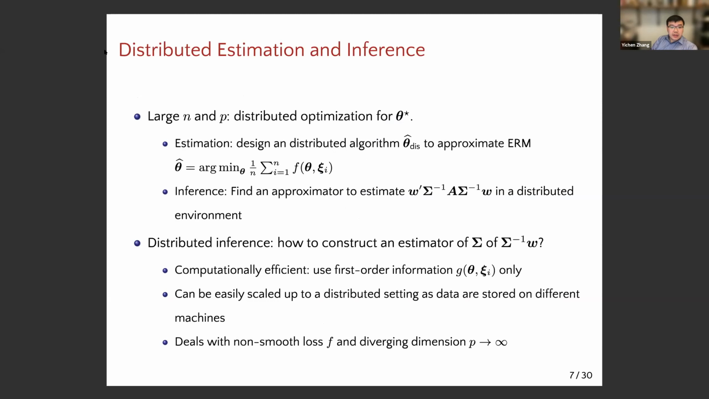Let me finish this page first. We want it to be computationally efficient, so that we only use first-order information, and we want it to be easily scaled up to a distributed setting, as data are stored on different machines. And finally, we want to deal with non-smooth loss function F and divergent dimension.